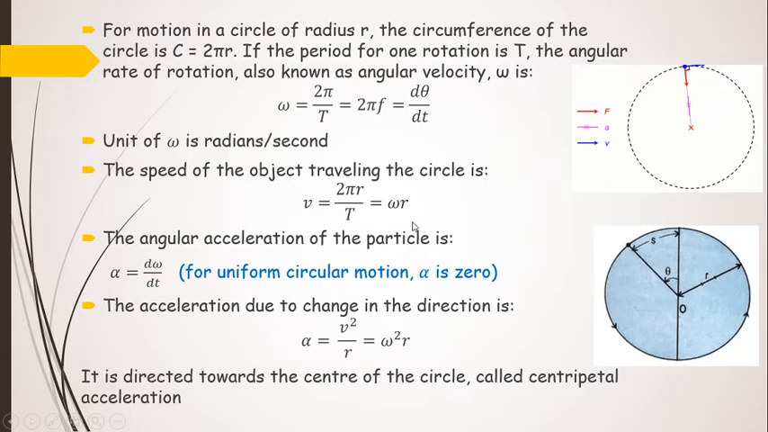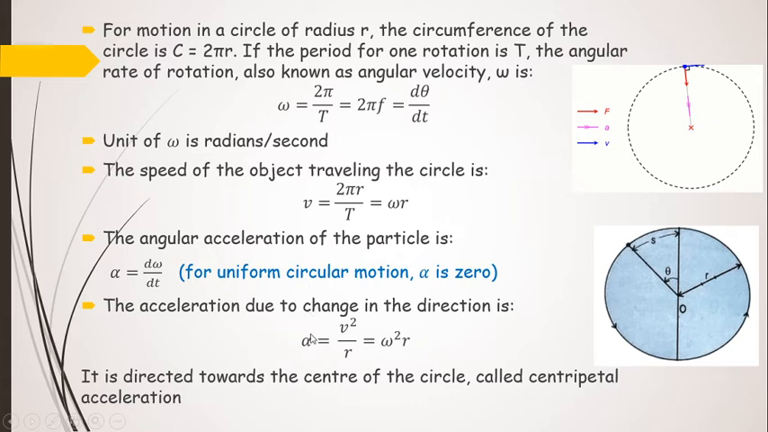The angular acceleration of the particle, which is defined as the time rate of change of angular velocity, is given by alpha, which is equal to d by dt of omega. If the motion is uniform circular motion, then the speed becomes constant. The time rate of change of a constant quantity becomes 0. So, the angular acceleration in case of uniform circular motion becomes 0.